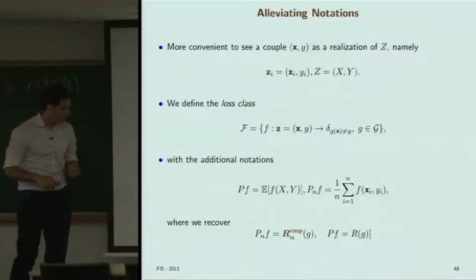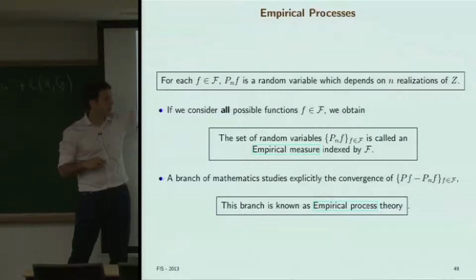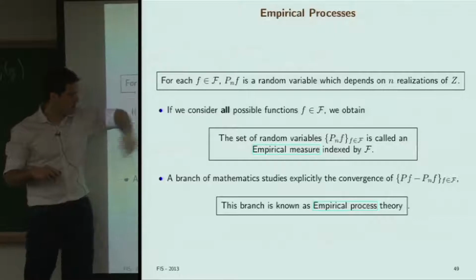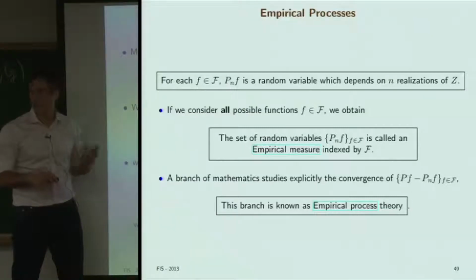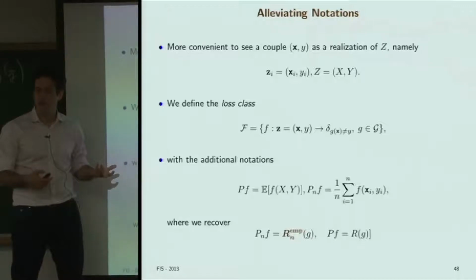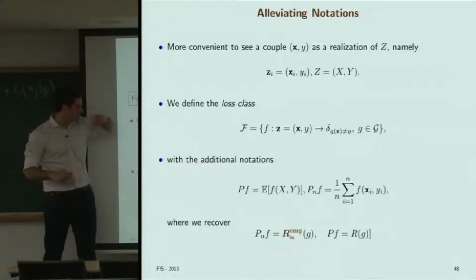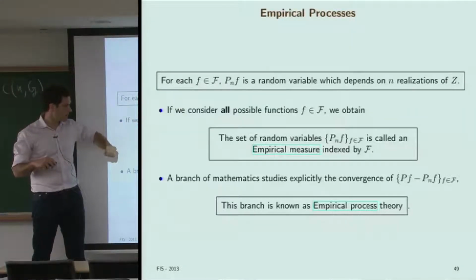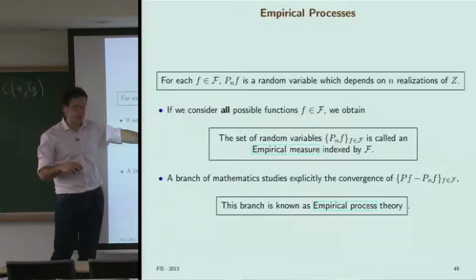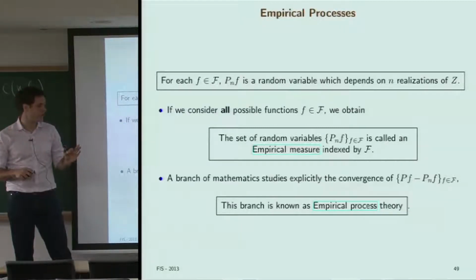Okay? So what you can see is that Pn of f is a random variable which depends on the n samples, realizations. And on the other hand, what we want to compare it to is P of f. And P of f is not a random variable. It's just an expectation operator using the whole probability of x and y. So if we consider all possible functions f in this last class, we obtain a set of random variables, Pn of f, indexed by functions. And this is called an empirical measure indexed by f.